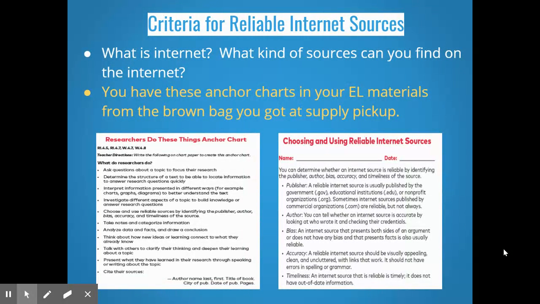So when we look for websites, we often look for .gov, .org, or .edu websites, because some sources that are published that are .com are reliable, but not all of them are. Like Wikipedia is a .com website that anybody can post information on. It is not a reliable resource. Then the author, we need to know who wrote it. Bias, an internet source that presents both sides of an argument, but it doesn't take a side. Accurate, it has truthful, real information. And timeliness, that means that it's fairly recent, it's not out of date information.